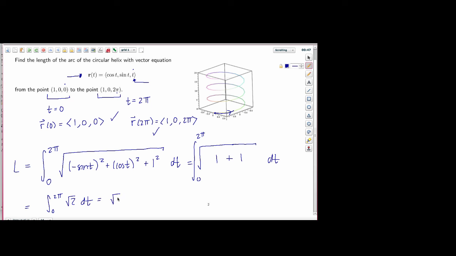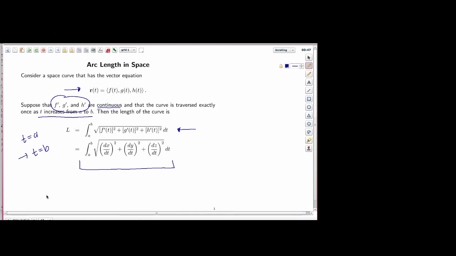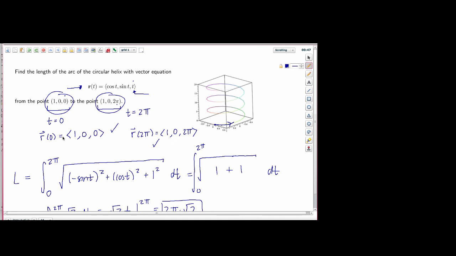Evaluating that integral, I get root 2 t evaluated from 0 to 2 pi, or 2 pi times the square root of 2 minus 0, so just 2 pi root 2. So if I stand at the point 1, 0, 0 and walk along the curve to the point 1, 0, 2 pi, I've covered a distance of 2 pi times the square root of 2 units. So the key parts to this problem were using our formula for the arc length and identifying the a and the b, so the t values. In this case, it was t going from 0 to 2 pi. Those are the t values that corresponded to the points on our space curve.